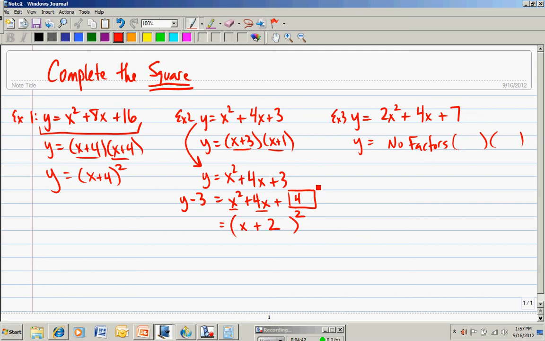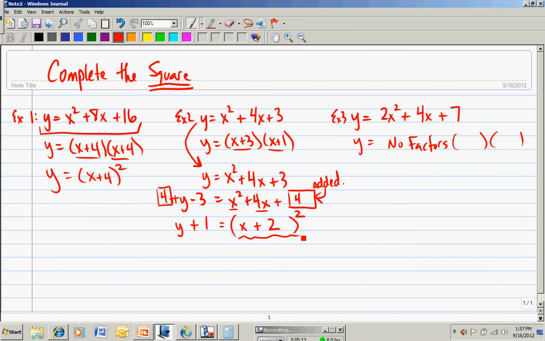What we did here was we added this term to the right side of the equation. And you know just as well as I do that you can't add a number to one side of the equation without also adding it to the other side. So in order to keep the equation balanced, we actually have to add 4 to the left side of the equation as well. We've got to keep the equation balanced, so it needs to be added to both sides.